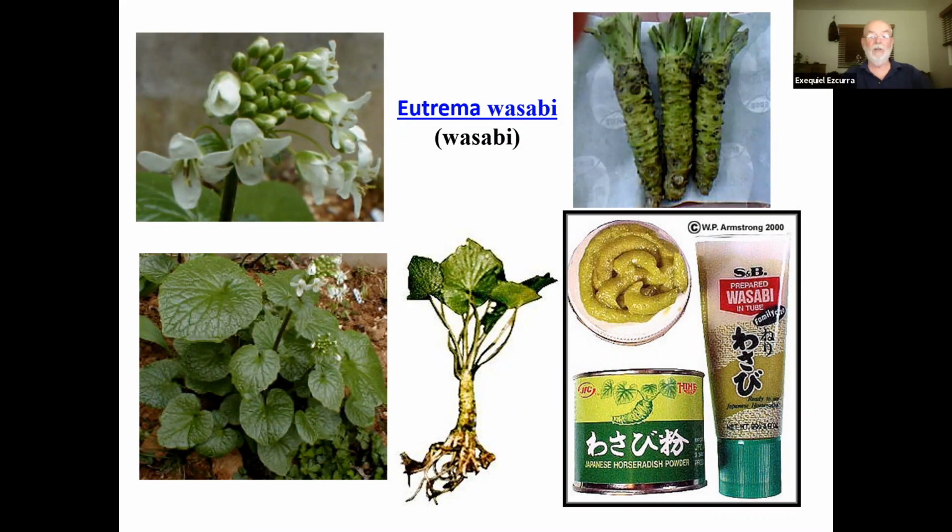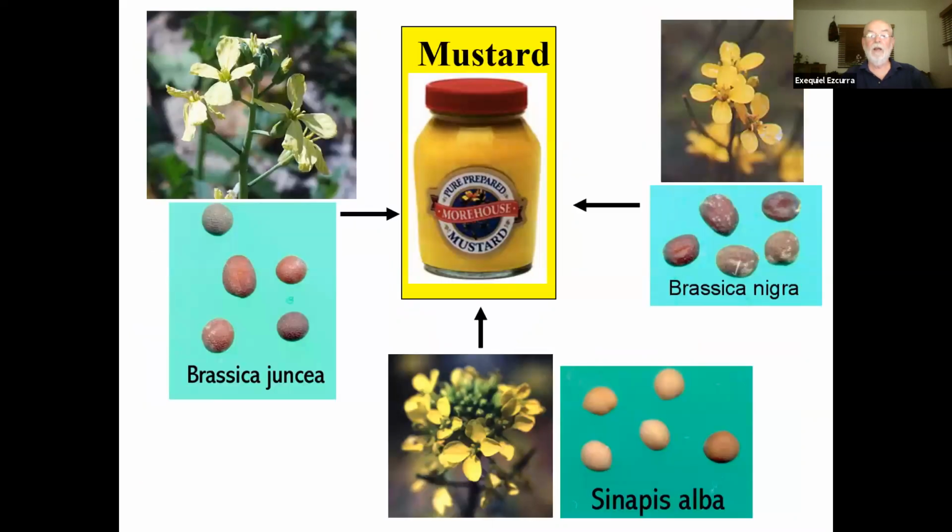I love Asian food, especially Japanese sushi with wasabi. Wasabi comes from a plant known as Eutrema wasabi, which belongs in this family, and a concentrate from the root is produced, and that's what we add to a lot of dishes in Japanese cuisine.